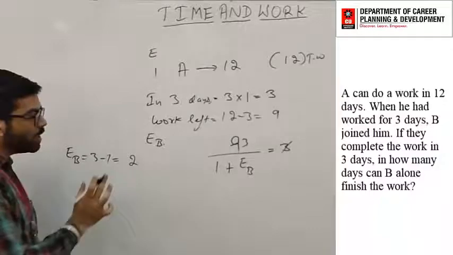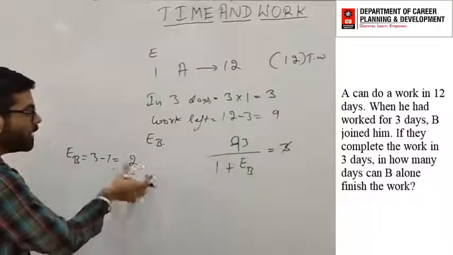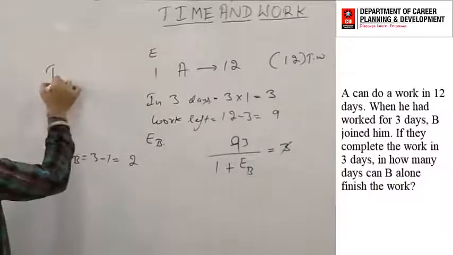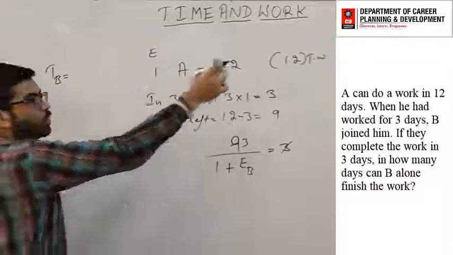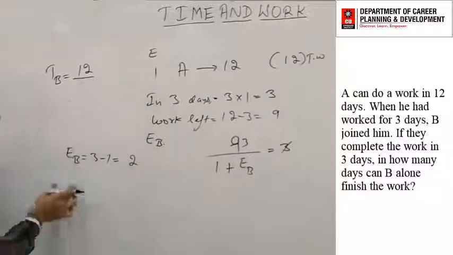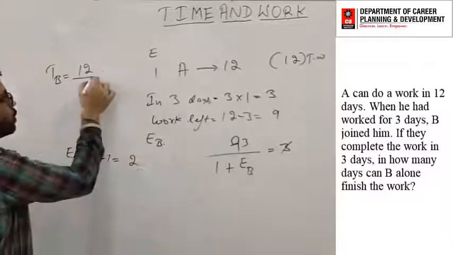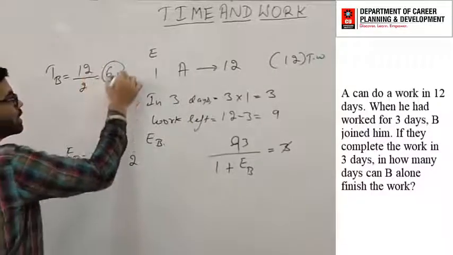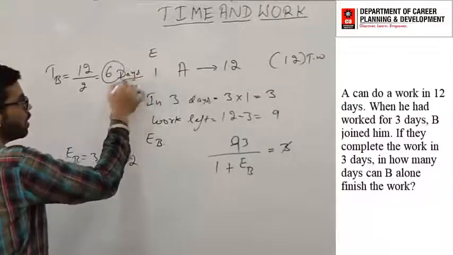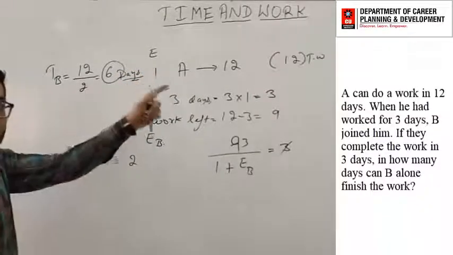So the efficiency of B is 2 and the total work is 12 units. The time taken by B will be equal to total work, 12, divided by the efficiency of B, which is 2. So B will take 6 days to complete the whole work. In this type of question, we apply this approach. Let's move to the next question.